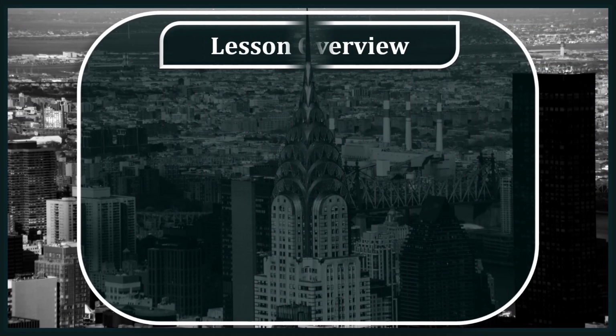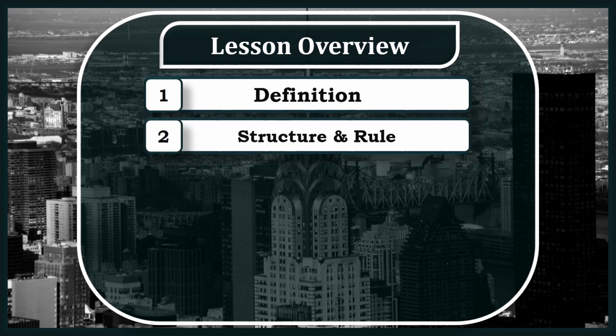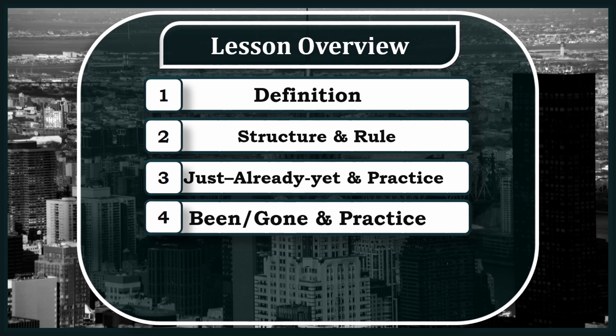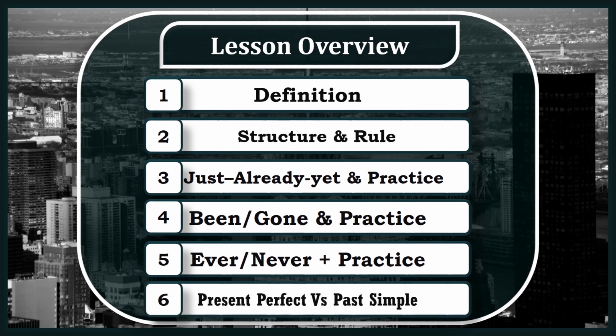Now let's get started with an overview. In this lesson, we'll be covering different parts starting with a definition of the present perfect simple. Then we'll study the structure and the rule. We'll also look at the different usages of the present perfect simple with special words like just, already, yet, been, gone, ever, and never, in addition to practice activities for each part, and finish up with recommendations highlighting the differences between the present perfect simple and the past simple.